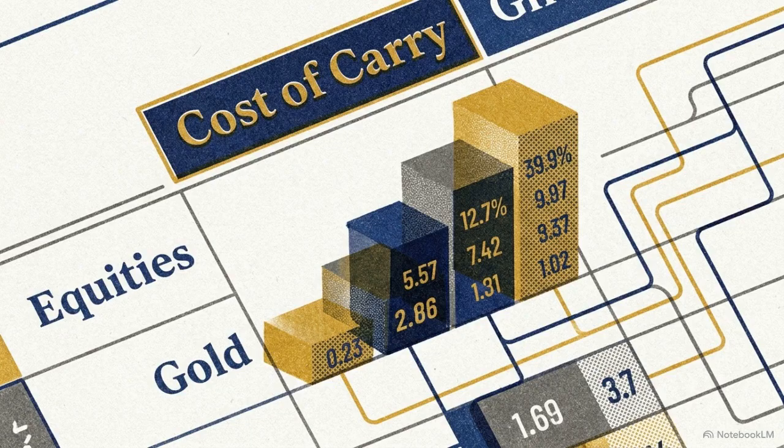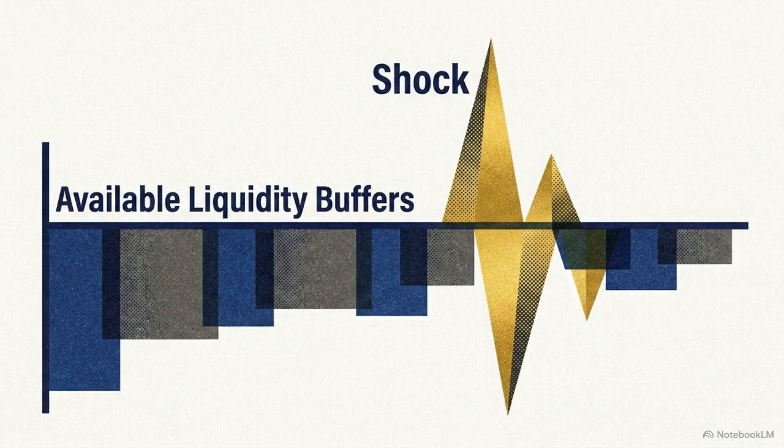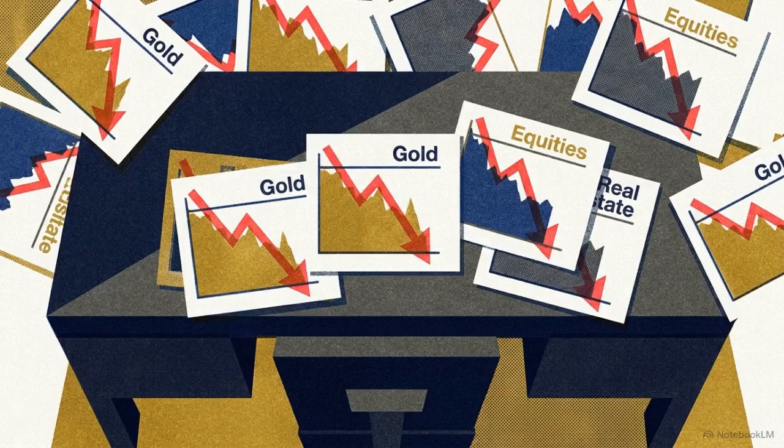The immediate result is a spike in the cost of carrying leveraged positions in both gold and stocks. A geopolitical shock striking during this tightened environment hits a system with no shock absorbers. The lack of a liquidity buffer forces all assets to fall together as the system liquidates.